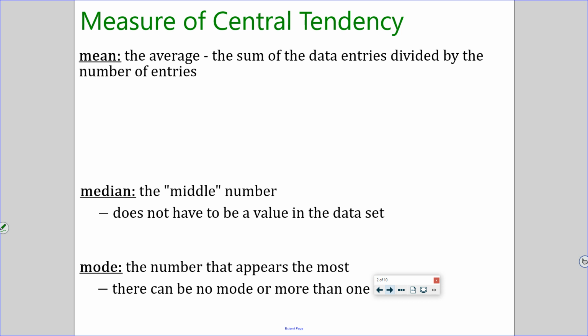Median is the middle number. And remember, to find that, you often have to reorder the data set. Technically the median doesn't have to be a number in the data set. If there's an even number of entries and the middle two are 20 and 30, your median could be 25, even though 25 is not in the set. And then mode, M-O, is the one that appears the most often. There can be no mode, and there can be more than one mode.